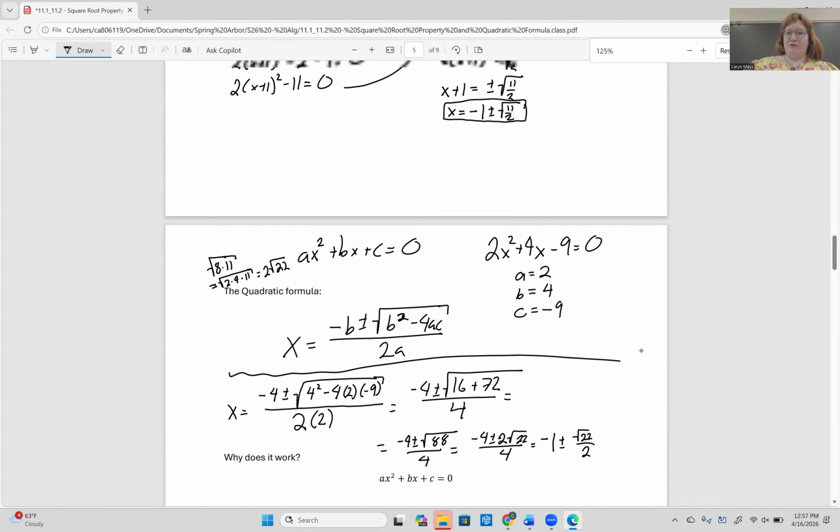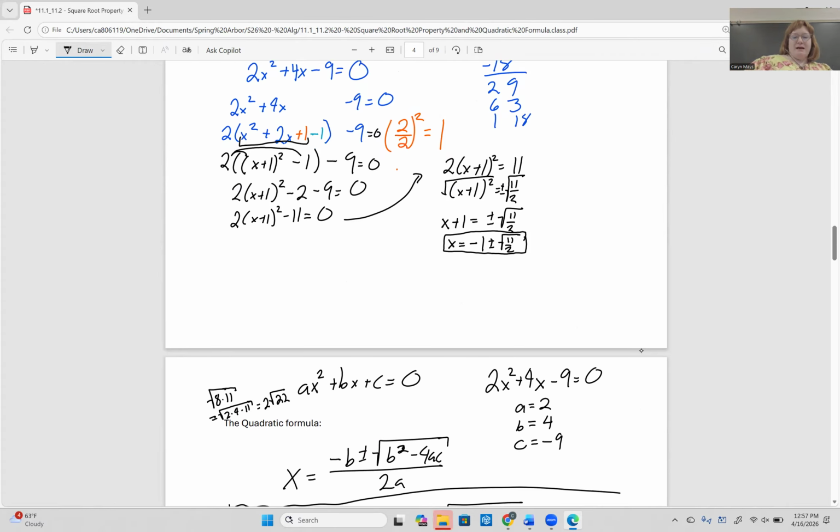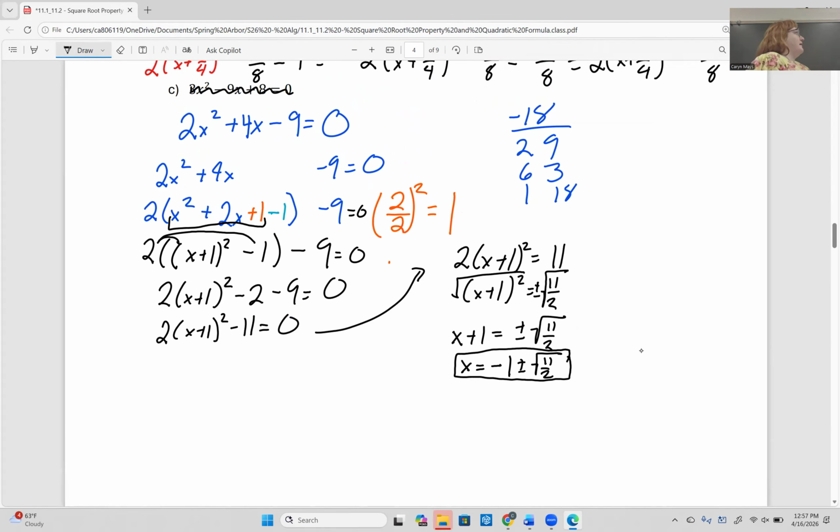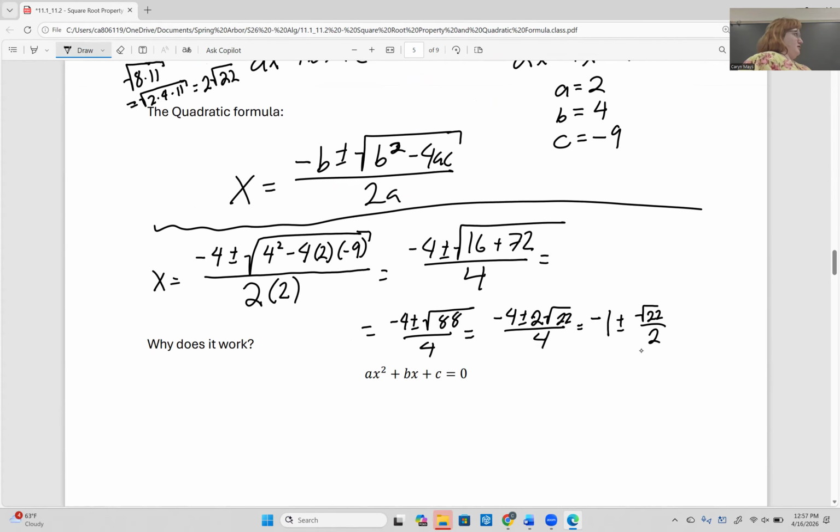But I want to point out that I picked this problem because we had just solved it. 2x squared plus 4x minus 9 was something we had just solved. But we got -1 plus or minus the square root of 11/2. And here we have -1 plus or minus the square root of 22 over 2. These are still the same, because remember, the square root of 22 was the square root of 2 times the square root of 11. I'm going to write this off on the side to show why they're still the same. Again, if you got down to this, great. But why is the square root of 22 over 2 still equal to the square root of 11/2?